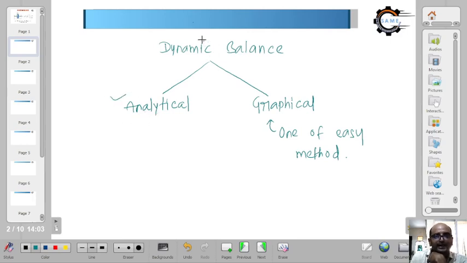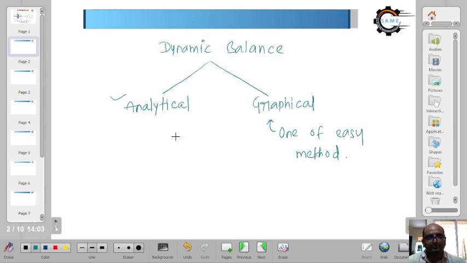And you know the dynamic balance, what is the meaning of dynamic balance? Whenever the masses are in different planes, we go for dynamic balancing. If they are in a single plane, we will go for static balance only.